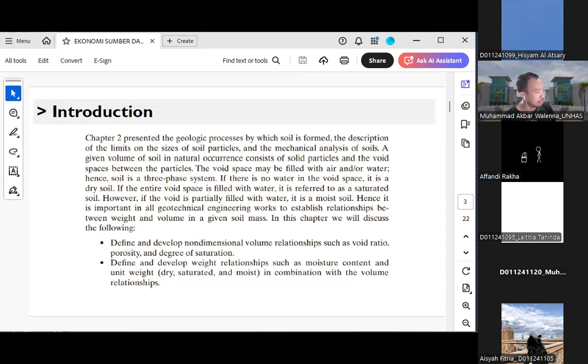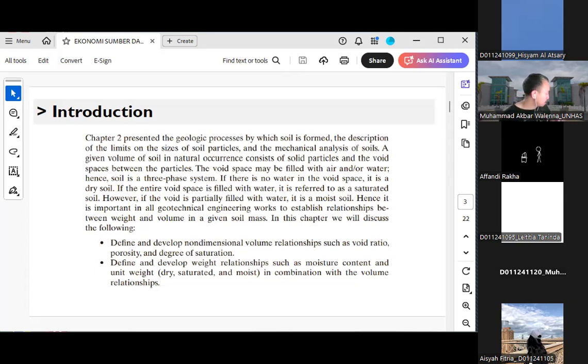Through this lecture, what we are going to do is understand and develop a relationship between volume and weight of the soil. Through the lecture, I want you to understand how we can define void ratio, porosity, and the degree of saturation, and how you can tell how much space in the soil is occupied by air or by water. I think that's very important.